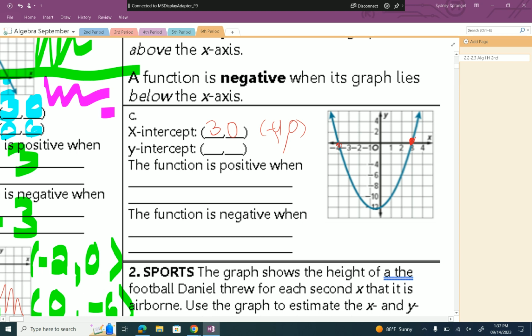Where's the y-intercept? Pete, where's the y-intercept? What point am I hitting on y? Negative 12. So 0, comma negative 12. Sorry, guys. I hope nobody's writing in pen. So my x-intercepts are 3, 0 and negative 4, 0.